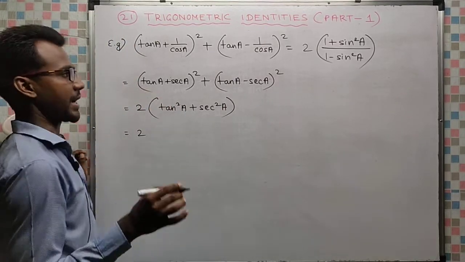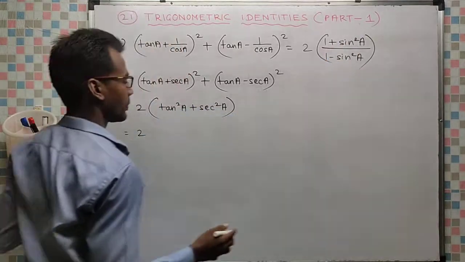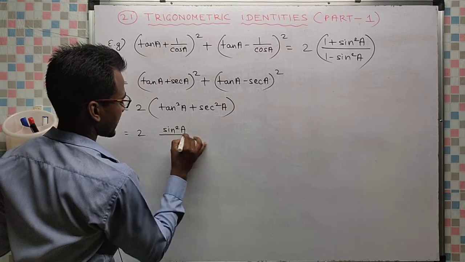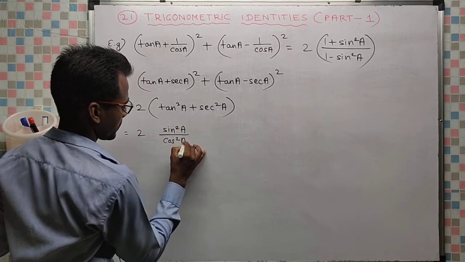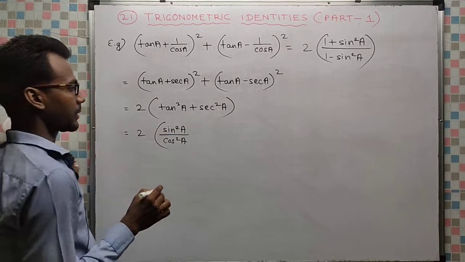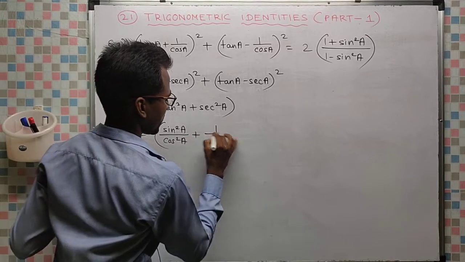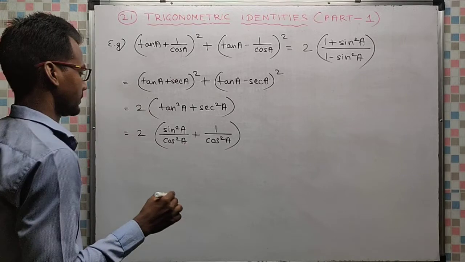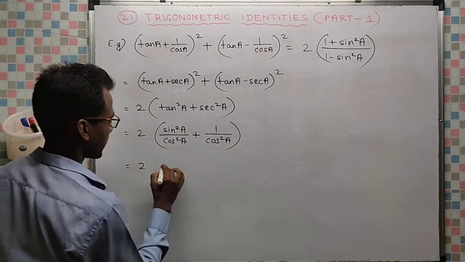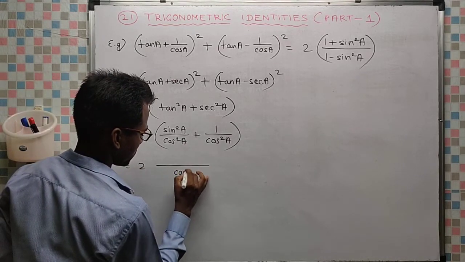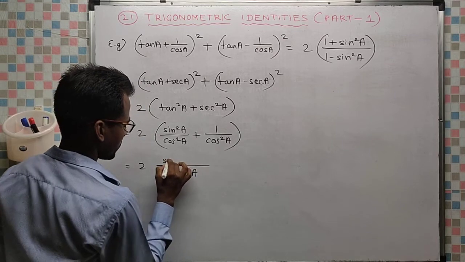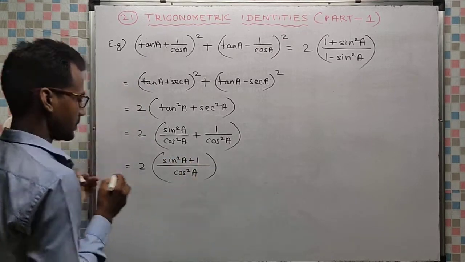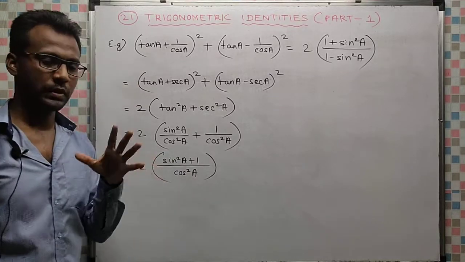Now let us convert to sin and cos, because we need sin only. Okay, so this is sin square A by cos square A. Don't forget the bracket. Sec square A means 1 by cos square A. On taking LCM, we have sin square A plus 1 whole by cos square A.